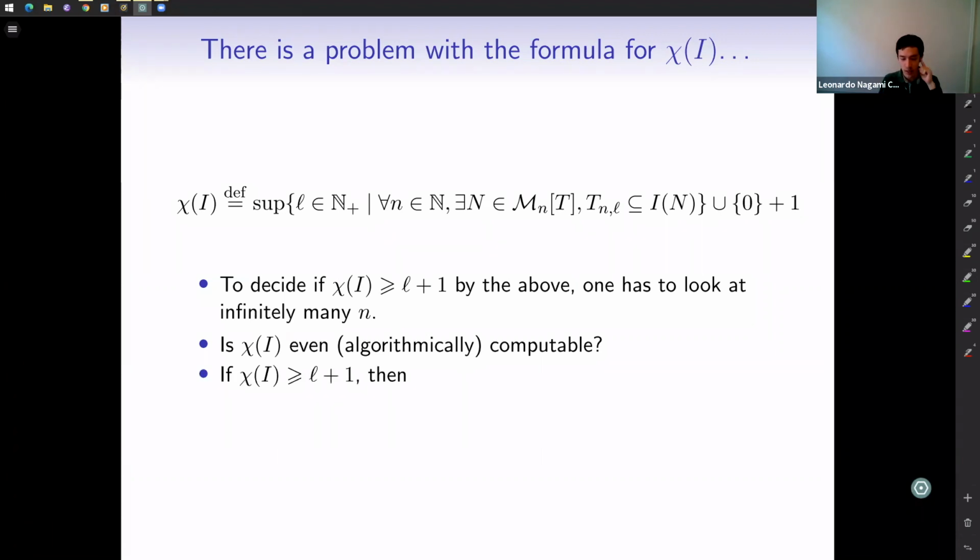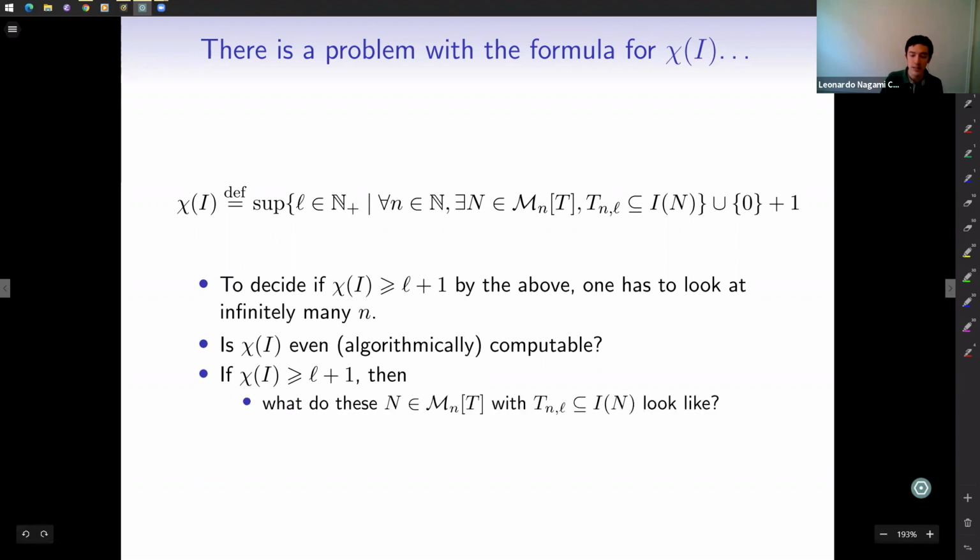Let's assume that the chromatic number is at least L plus 1 for some L. Then you could ask yourself, well, I'm guaranteed that these models that contain Turán graphs exist. What do they look like? That would be a very nice question to ask. Well, if you work a little bit with extremal graph theory, you will know that this sort of question is very, very hard to answer, especially if you're asking in general. If you're asking for an arbitrary problem, you don't stand much of a chance to answer this question.